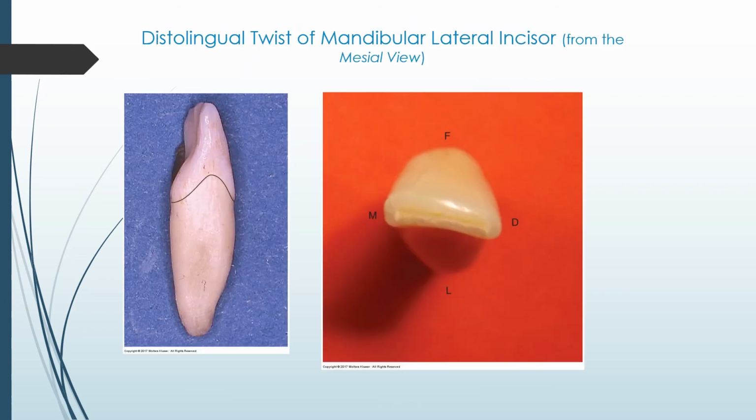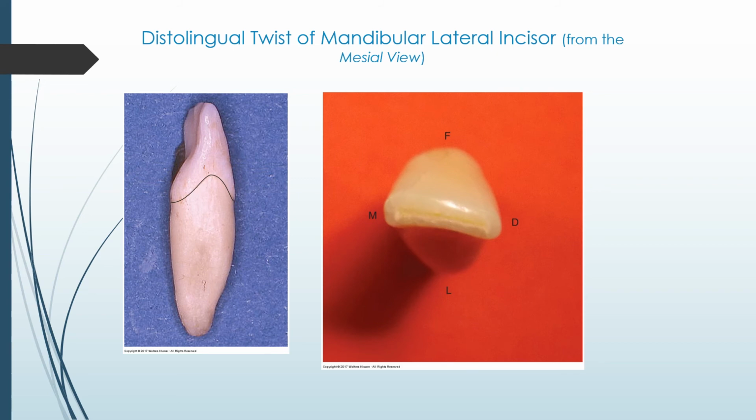Okay, now this is one of the most important features in terms of identifying and distinguishing characteristics of a mandibular lateral incisor, and this is the distolingual twist. Now, this is the mesial aspect of the mandibular lateral incisor, and from the mesial aspect, you can actually see a little bit of the lingual aspect as well. And this is possible.